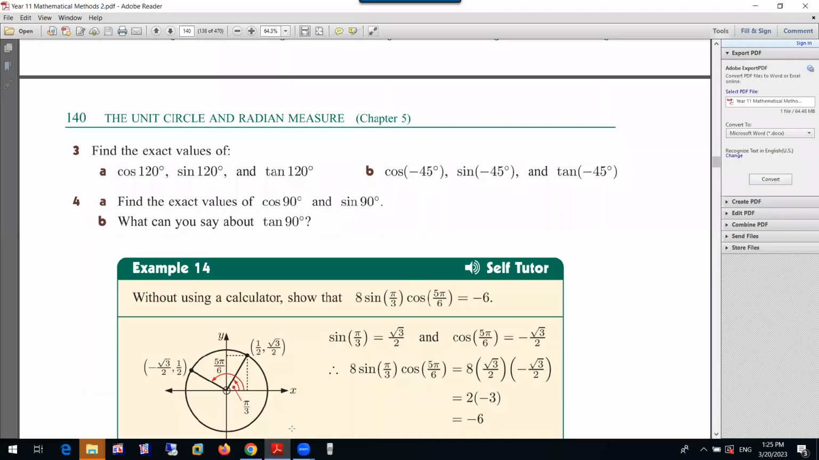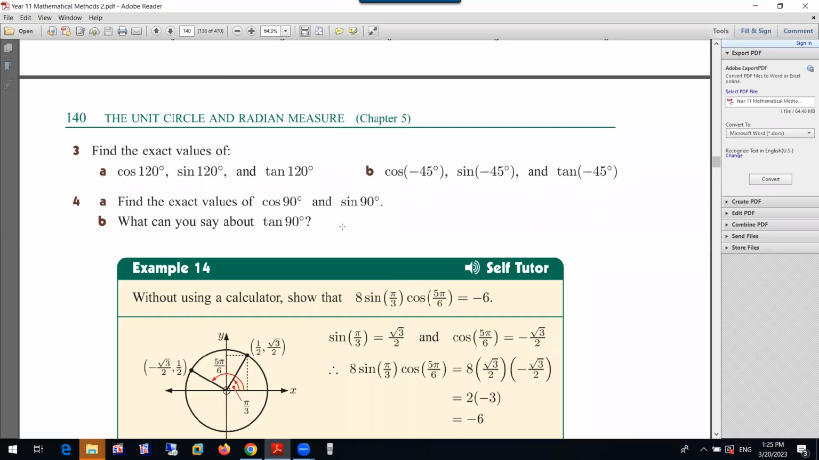Yep. Done. So find the exact values of cos 90 and sin 90. The exact value of cos 90 is always 0. Sin 90 is 1. What can you say about tan 90? So we know that tan 90 is sine over cos.